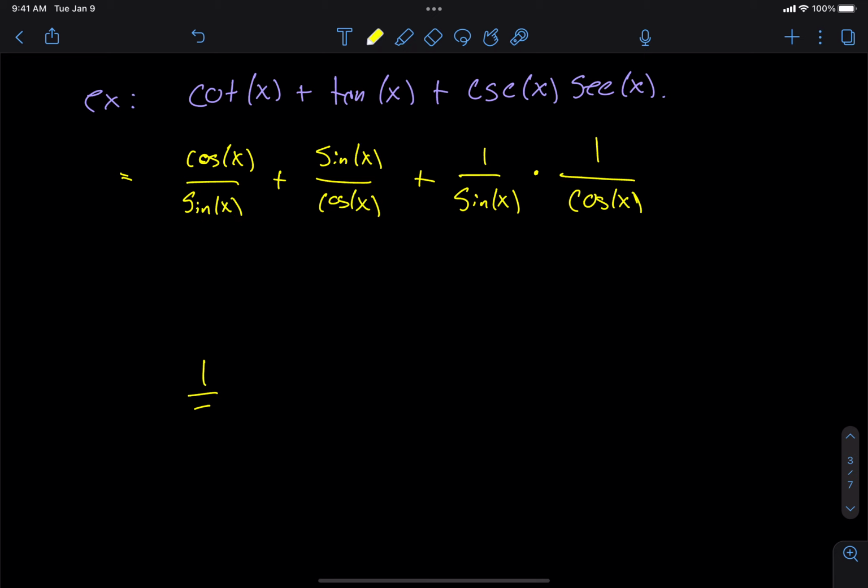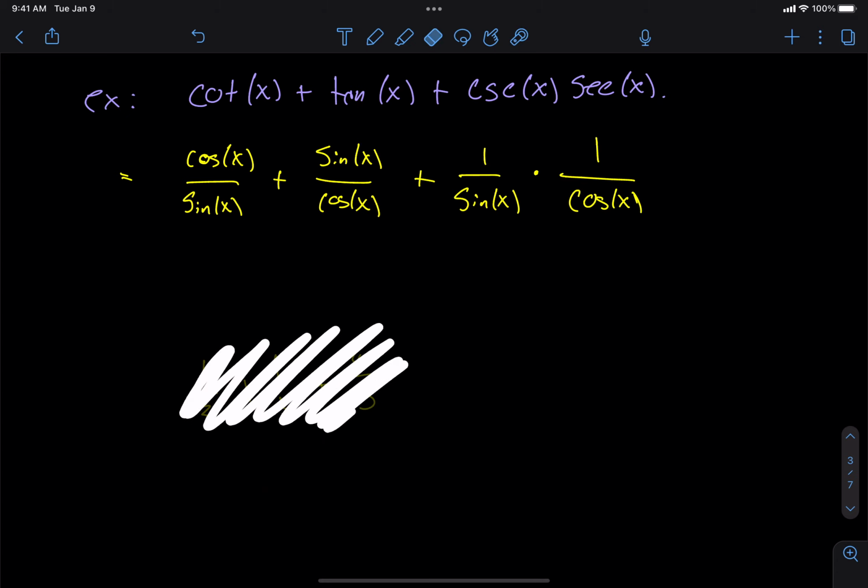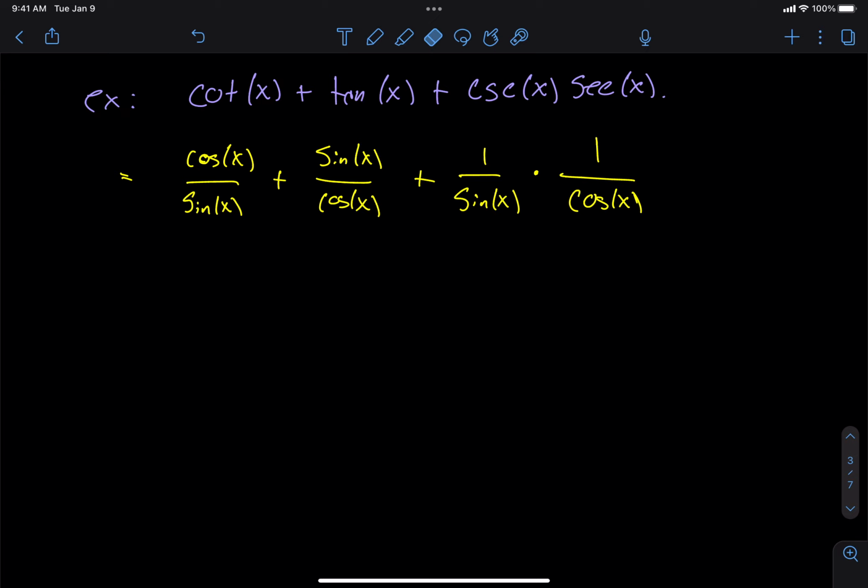It's the same reason why if I did 1/3 plus 1/5 plus 2/3 or something like that, what would I do? I would just make the common denominator 15, okay? Because even though there's a 3 here and a 3 here, I'm not gonna make the common denominator 3 times 5 times 3 because I already have a 3 in the denominator. It's already a common factor. I don't need to add another one. Does that make sense? You okay with that?